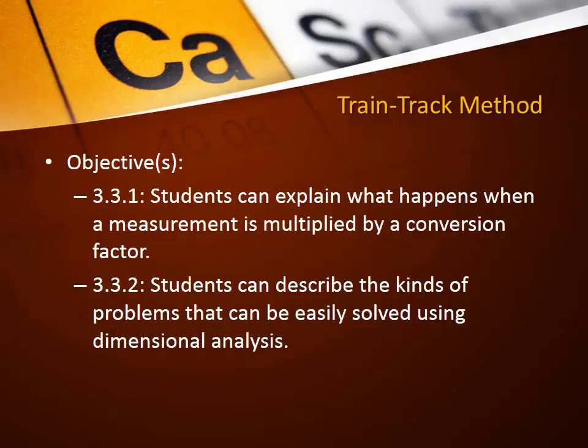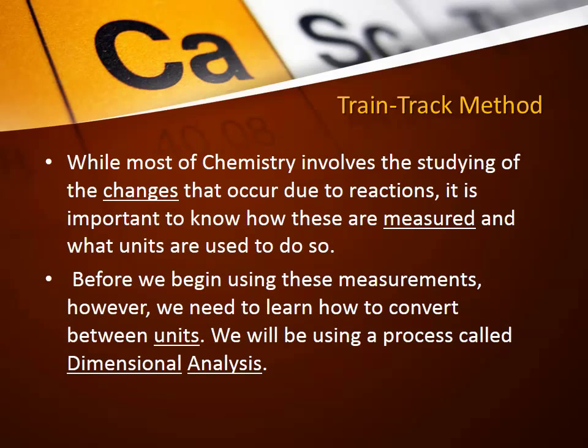In this next section, we're going to learn about the train track method. Those are your objectives for the train track method. And yeah. Most of chemistry involves the studying of the changes that occur due to reactions. But it is important to know how these are measured and what units we use to do so. Before we begin actually using these measurements, though, we need to learn how to convert between units. We will use a process called dimensional analysis.